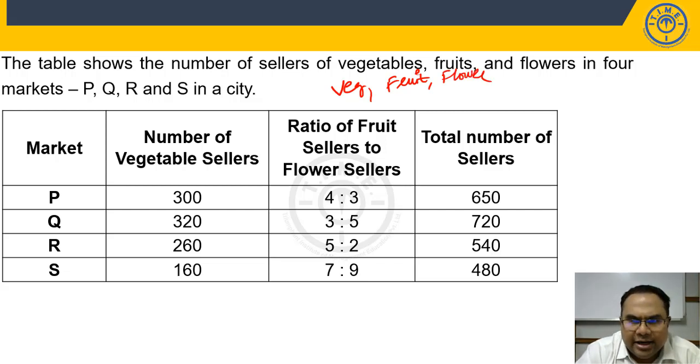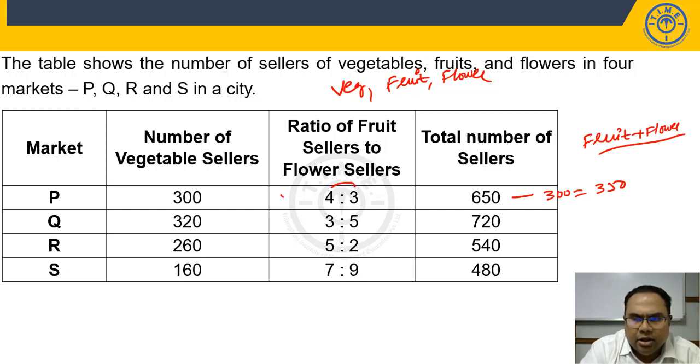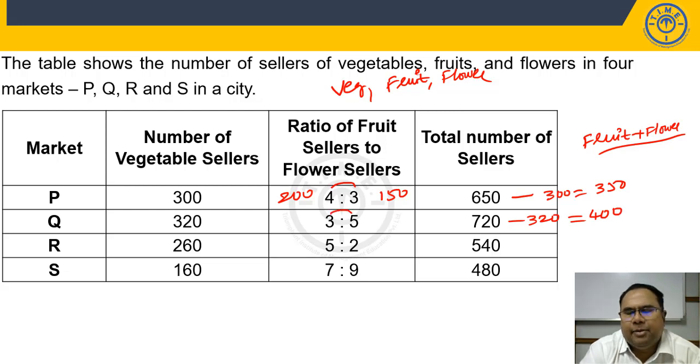Now see here, what I try to do is total number of sellers, if I remove vegetable 300, I get 350. What is this 350? Fruit seller plus flower seller together. Again, we have ratio of fruit and flower, 7 parts 350, each part 50. So this is 200, this is 150. 720 minus 320 vegetables, it will be 400. Right, this is in the ratio of 3:5, 8 parts 400, each part 50, 3 parts 150, 5 parts 250.